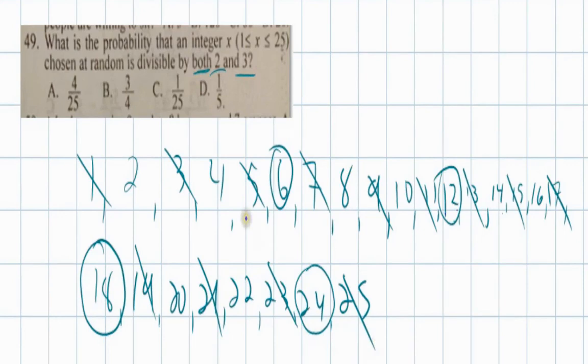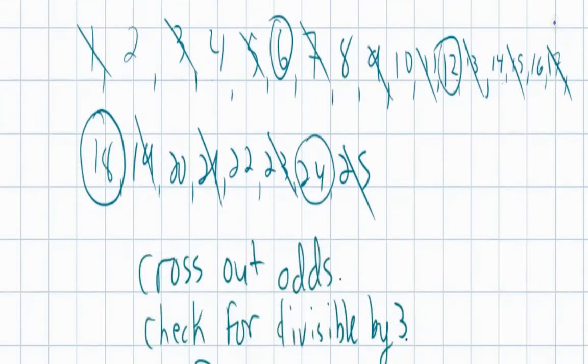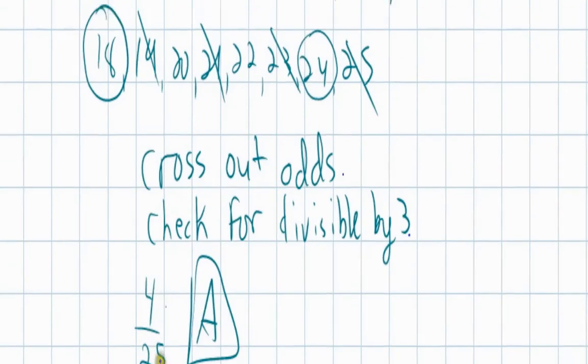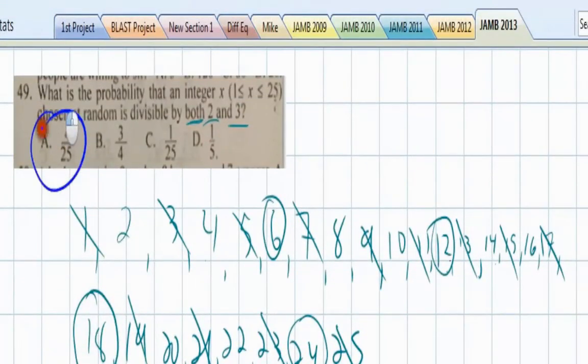So first I crossed out the odd numbers because those would not be divisible by 2. Then out of the numbers that were left, I checked for those that were divisible by 3 and I circled them. And so they want to know what is the probability that an integer chosen fits this criteria. So my total number of options here, if I were to count up all my options, is 25, but only 4 of them fit my criteria. So 4 out of 25 is the probability, and my answer is A.